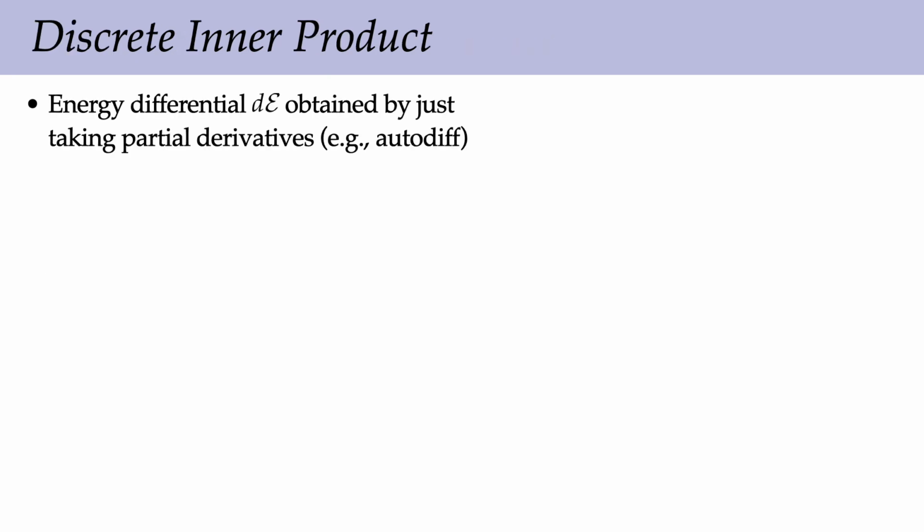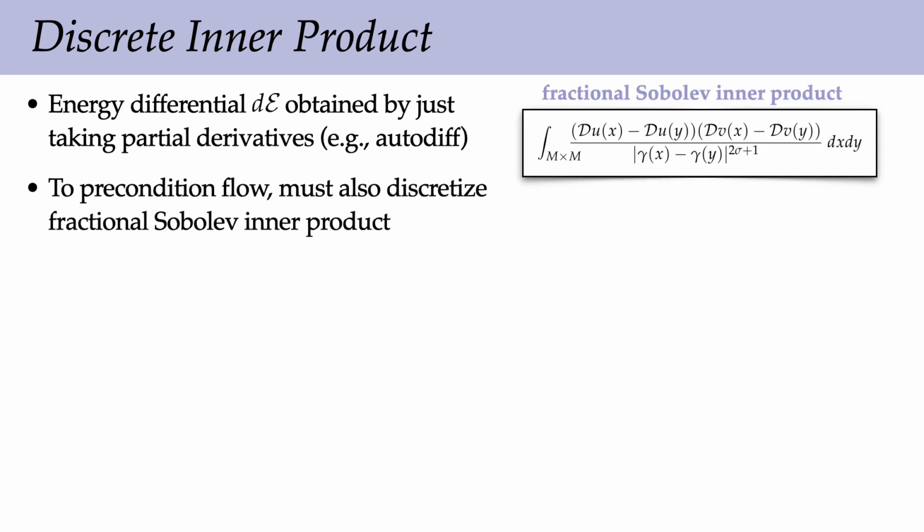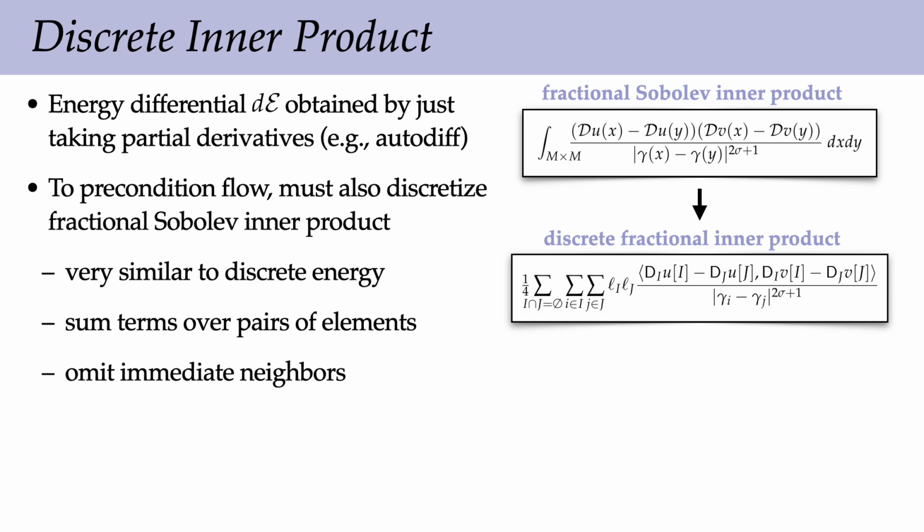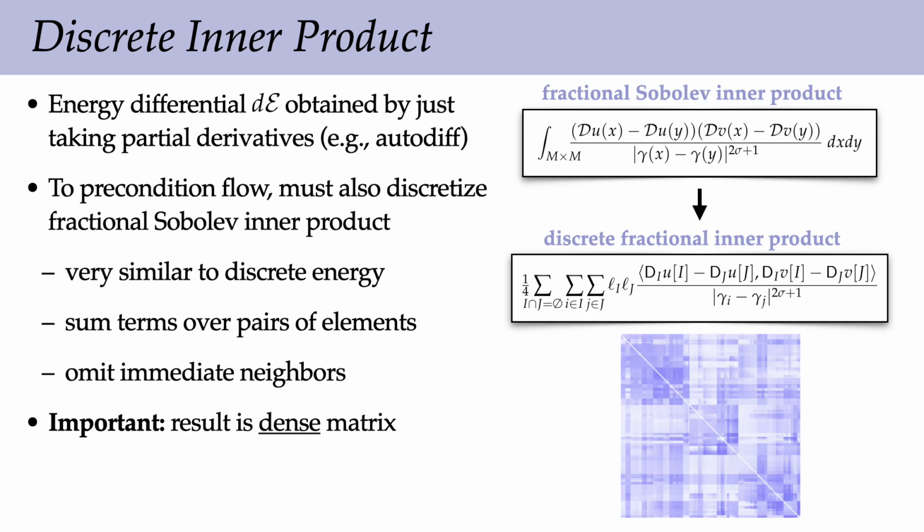To get the energy differential, we just take partial derivatives of the discrete energy, and to precondition the differential, we also have to discretize the fractional inner product. Our strategy here is very similar to what we did for the energy. We just use low-order quadrature, summing over pairs of elements, and omitting immediate neighbors. Importantly, the final inner product is a dense matrix, and so in a few minutes, we'll talk about how we can invert this matrix efficiently.